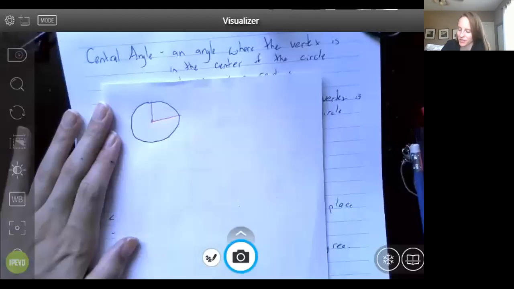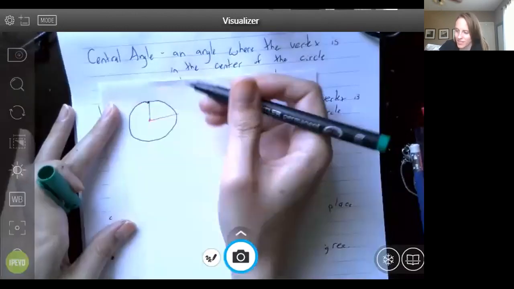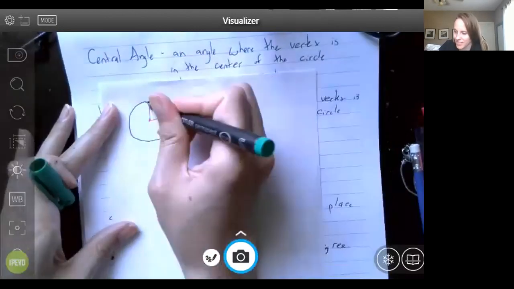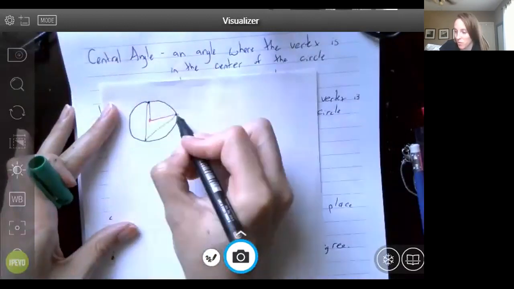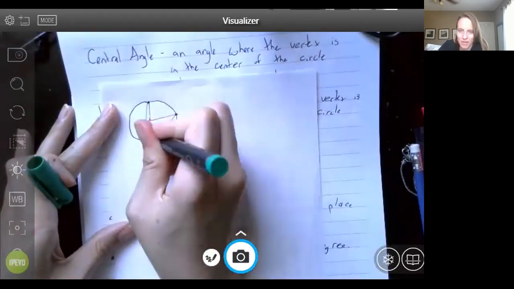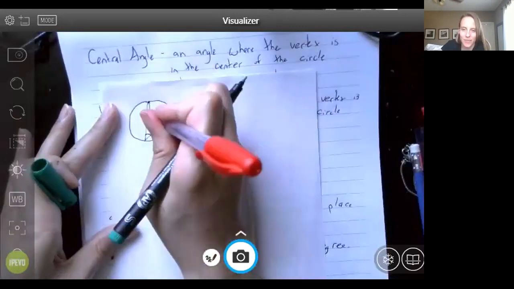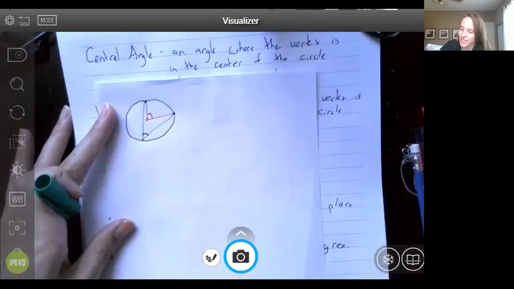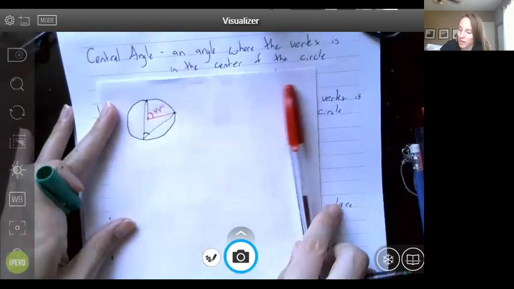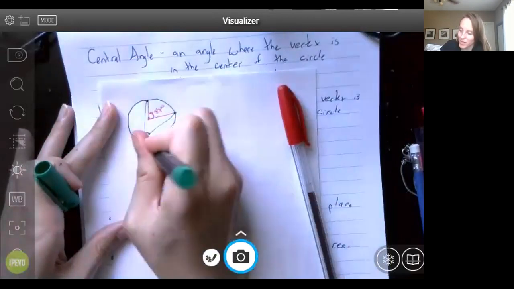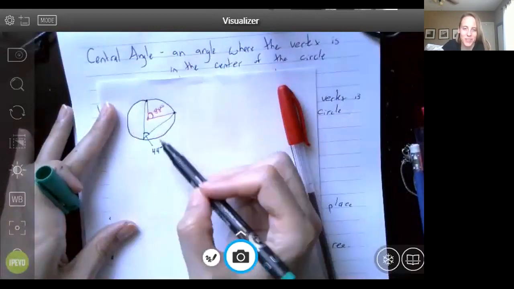So if I have this central angle here, the inscribed angle would have to have the same endpoints, but its vertex would need to be on the edge of the circle somewhere. So I would have this inscribed angle there and the central angle right here. Now, if I told you that this central angle was 88 degrees, you would be able to tell me that the inscribed angle must be 44 degrees because the central angle will always be twice as big as the inscribed angle.